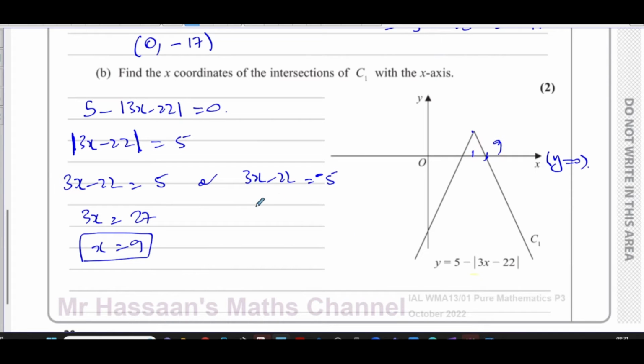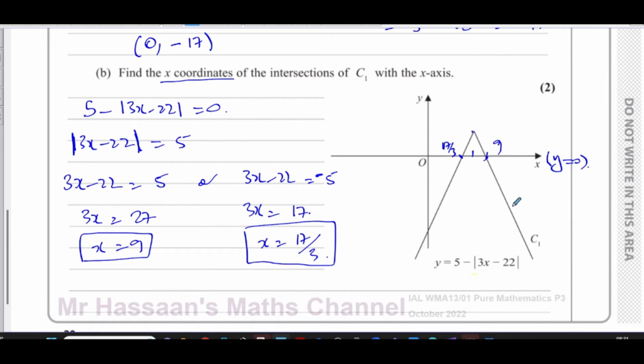Let's see. So you're going to have 3x is equal to minus 5 plus 22, which is 17. So x equals 17 over 3. So that's the other point, 17 over 3, which is over here, which is like 5 and 2/3. So yeah, of course it's less than 22 over 3. All right, so there we have the x-coordinates. They only want the x-coordinates of the intersection of C1 with the x-axis.